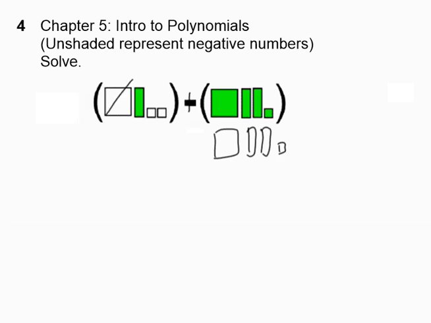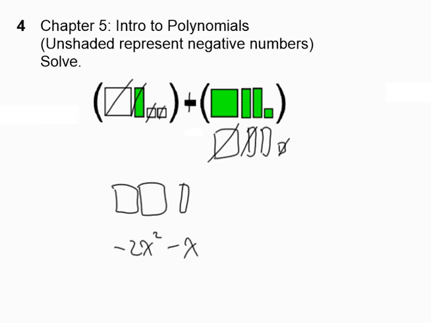And now when I gather like terms, those two are going to become negative 2x squared. This and this are going to make a zero pair, and then we're left with a negative x. And this and this are going to become negative 3. So your final answer is a trinomial, negative 2x squared minus x minus 3.